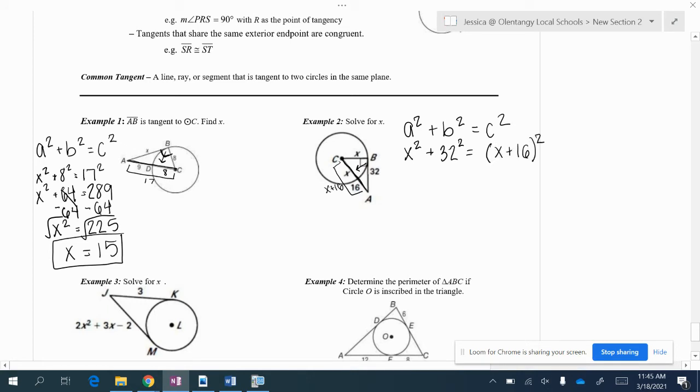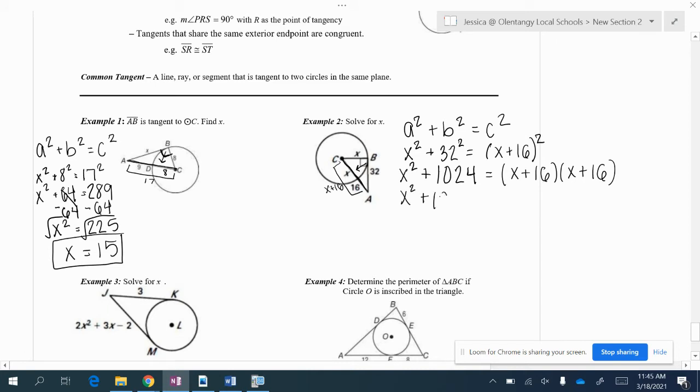Notice how I put x plus 16 in parentheses. It is also not x squared plus 16 squared, so please do not tell me that's x squared plus 16 squared. Remember, squaring something, you are multiplying it by itself twice. So this becomes x squared plus 1024. And I have to multiply this out. So this becomes x plus 16 times x plus 16.